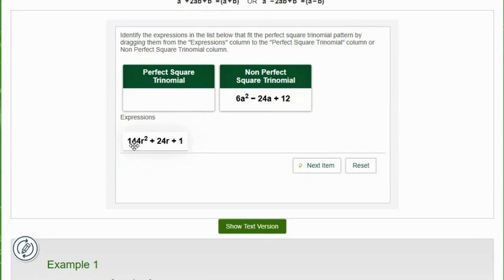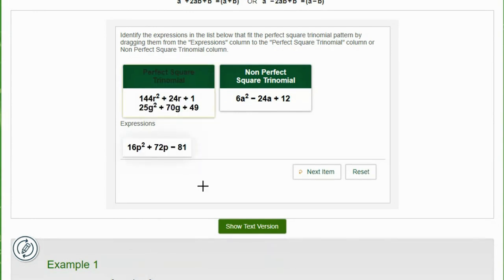How about this one? 144r squared. Is that a perfect square? Yeah, that's 12r, right? 12r times 12r. And 1 times 1. So what's 1 times 12r? That's 12r. And if we double it, that's 24r. That's a perfect square. See, 5g and 7. 5g and 7 multiplied together would be 35g. If we double that, it's 70g.